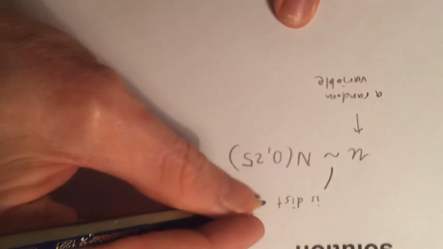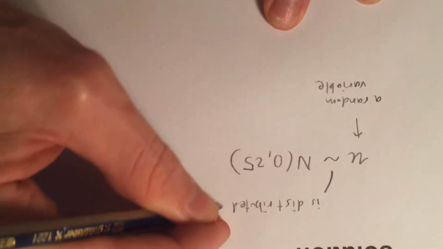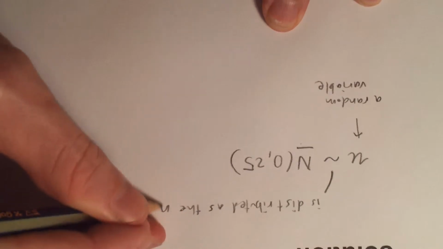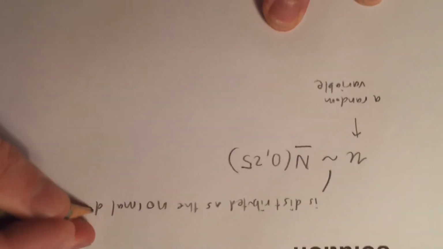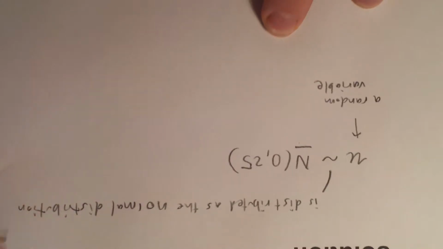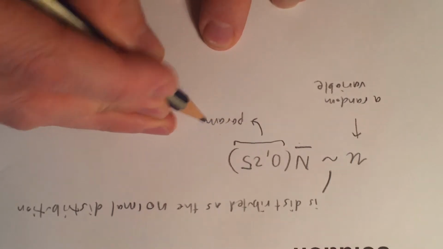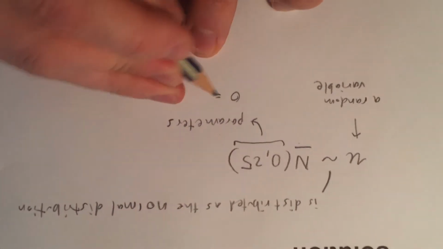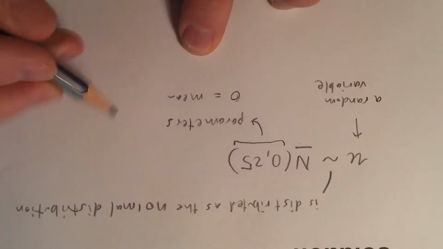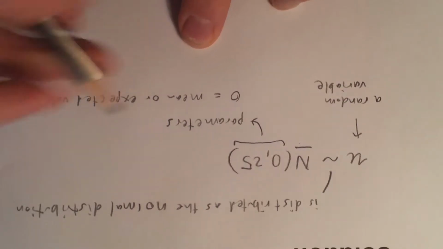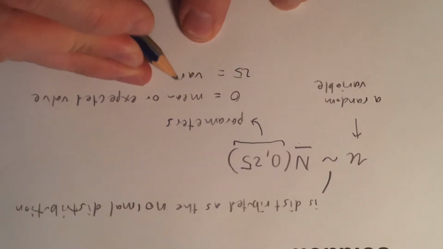This tilde says that the random variable is distributed as. The N says distributed as the normal distribution. And then these two numbers in brackets are the parameters for the normal distribution. The 0 is the mean or expected value, and the second parameter, the 25, is the variance.